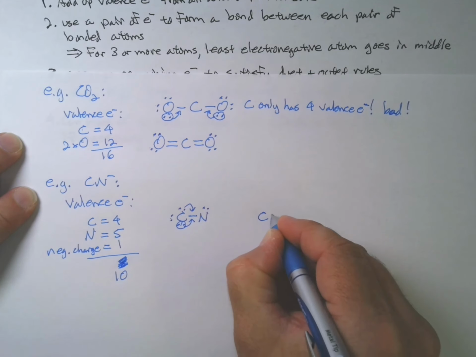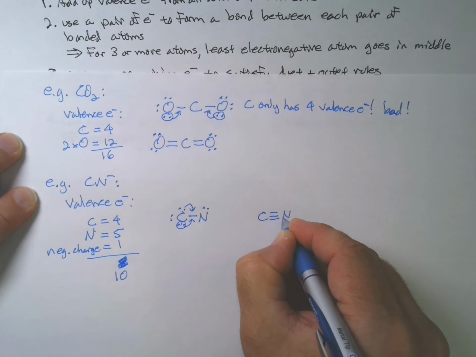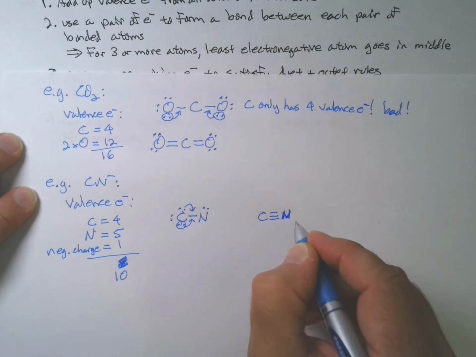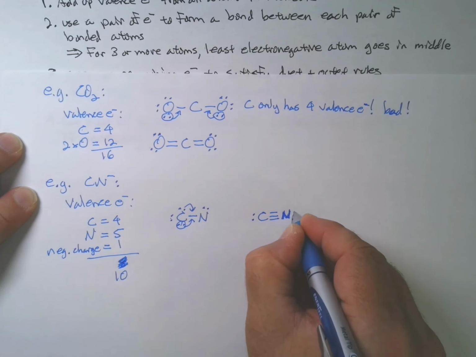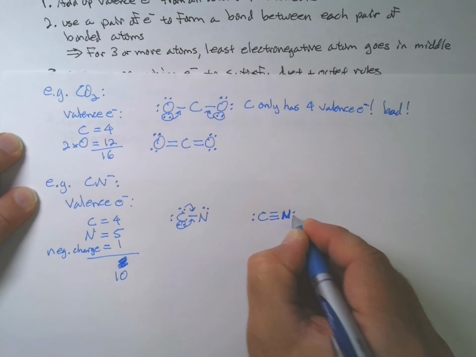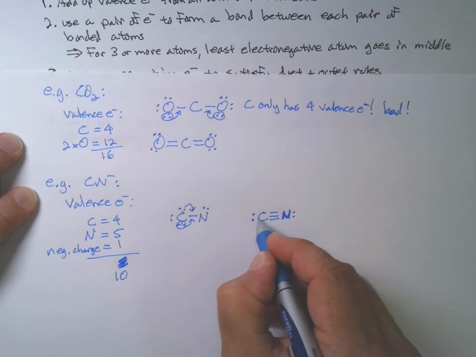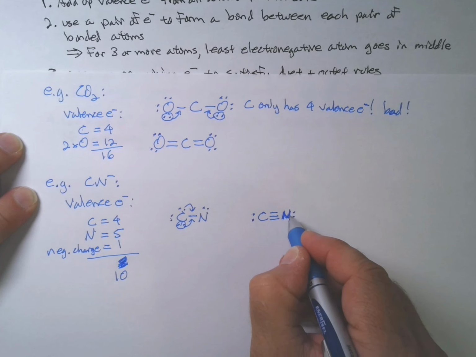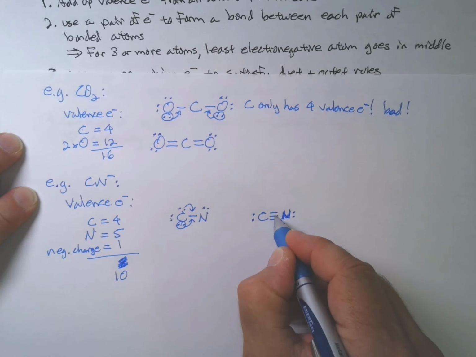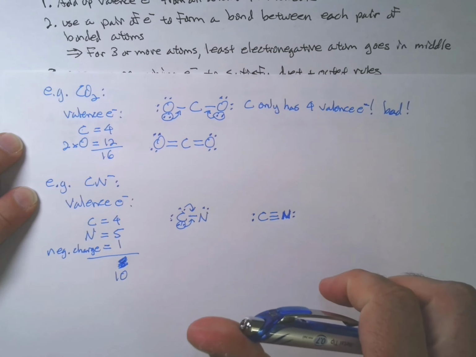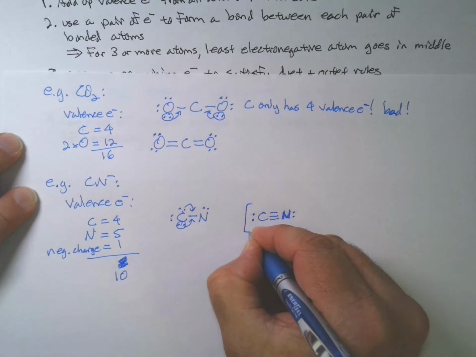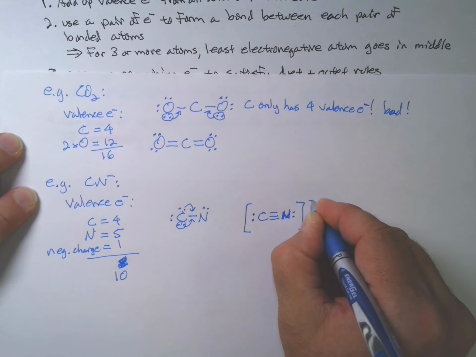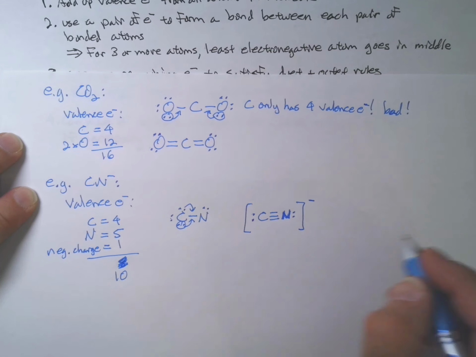So I think it's best to have a triple bond, CN, like that, with a lone pair there and there. So now I've got 2, 4, 6, 8, 10 electrons. My carbon has 2, 4, 6, 8 electrons in its valence shell, and my nitrogen has 2, 4, 6, 8 valence electrons in its shell. And then we don't really care which electrons came from where at this point. I'd put this in brackets and give it a negative charge.